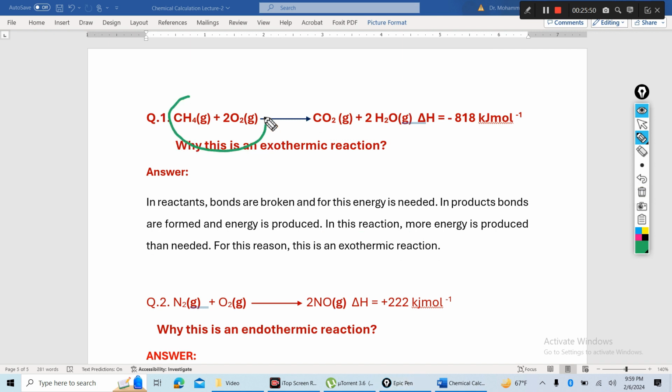To break bonds, energy is needed. To form bonds, energy is produced. In this reaction, need less, produce more. So extra energy is released. That's why this reaction is known as an exothermic reaction. In this reaction, more energy is produced than needed. Required less, but produce more. So extra energy is released. That's why this reaction is known as an exothermic reaction.